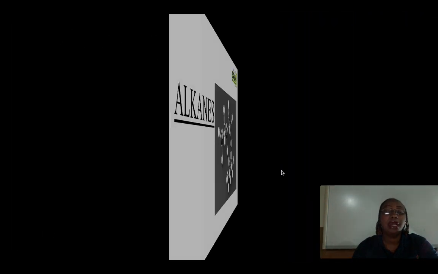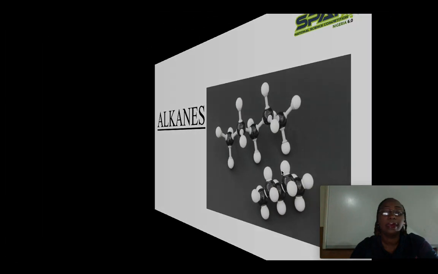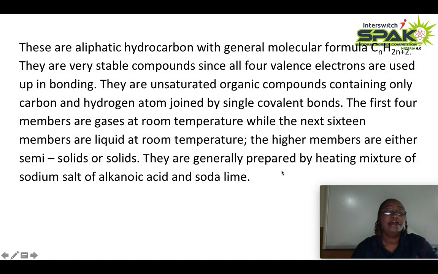Let's quickly look at the 3 main organic homologous series: the alkanes, the alkenes, and the alkynes. Let's quickly look at it. So we're starting with alkanes. This is an aliphatic hydrocarbon with general molecular formula CnH2n+2. They are very stable compounds, and all valence electrons are used up in bonding.